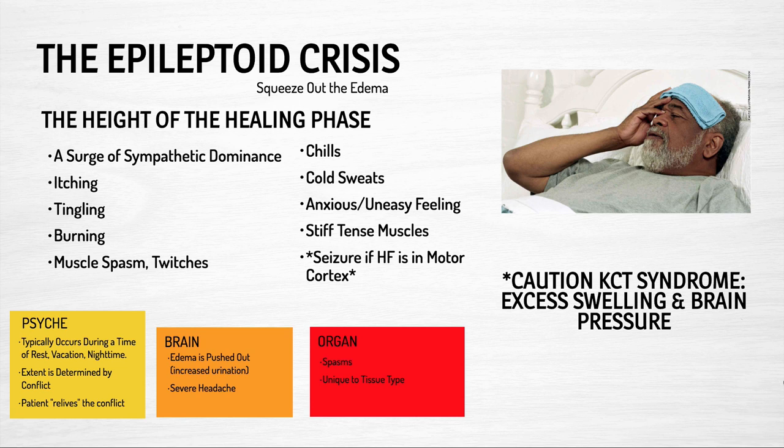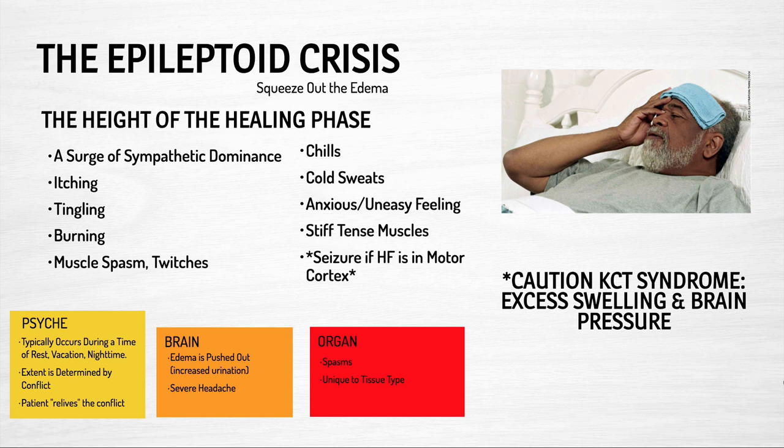Now, here is where you need to be aware of the KCT syndrome, which is the kidney collecting tubule syndrome. If you are experiencing any emotions of abandonment, isolation, refugee, being kicked out of somewhere, or existence, fear for your life, if you're extremely scared, that causes the kidneys to retain water. When the kidneys retain water, there's more fluid in your system, and that fluid goes to wherever's healing. And so that's excess swelling and brain pressure. And so that complicates the healing phase if you're also having the KCT syndrome active.